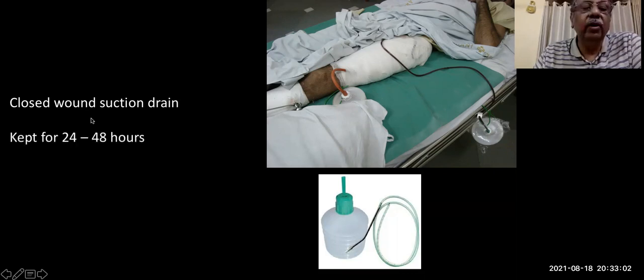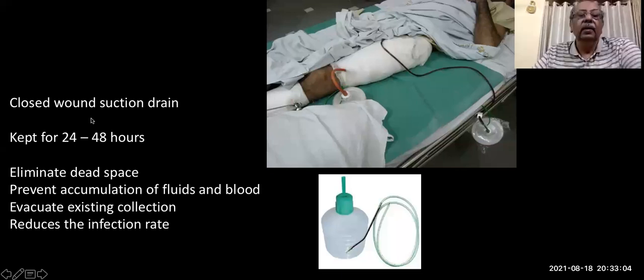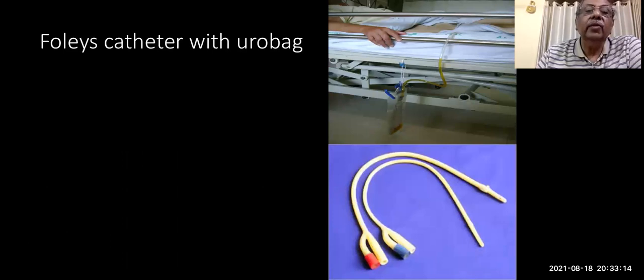How long will you keep it? 24 to 48 hours. It eliminates dead space. It prevents accumulation of fluid and blood. Evacuate the existing collection and reduces infection rate. Okay. Then catheters will be there.